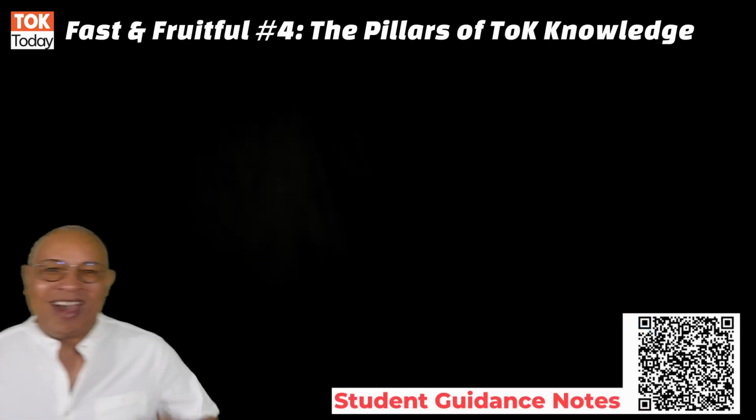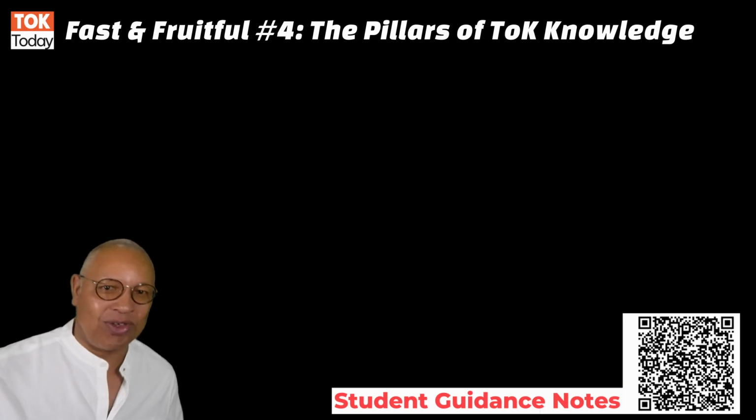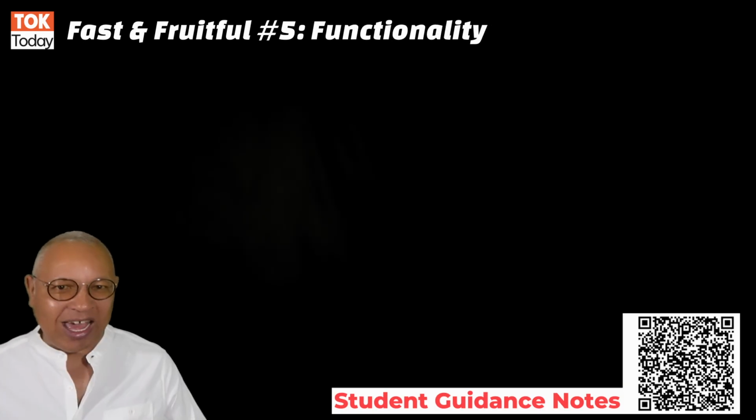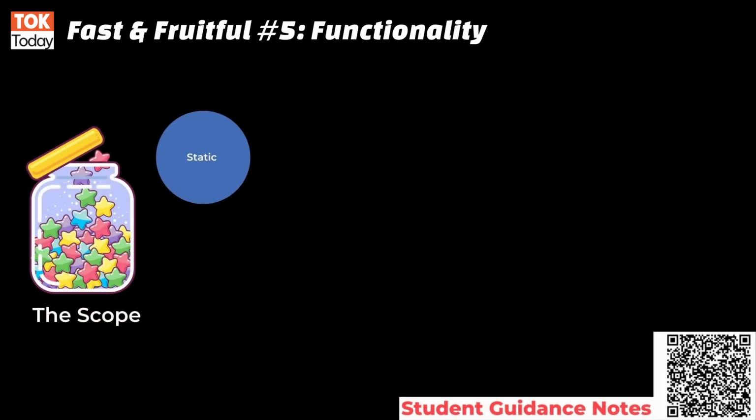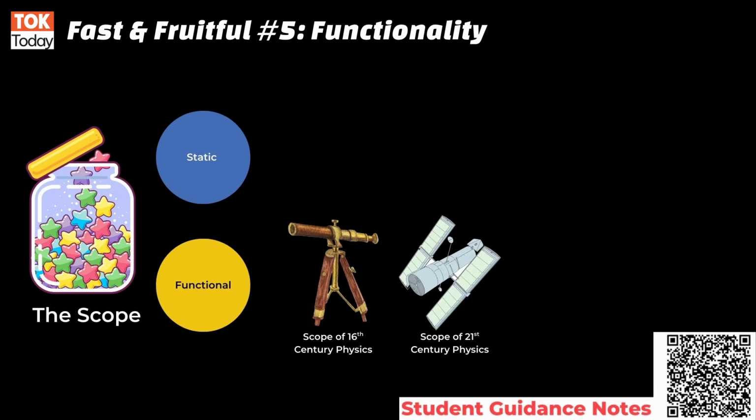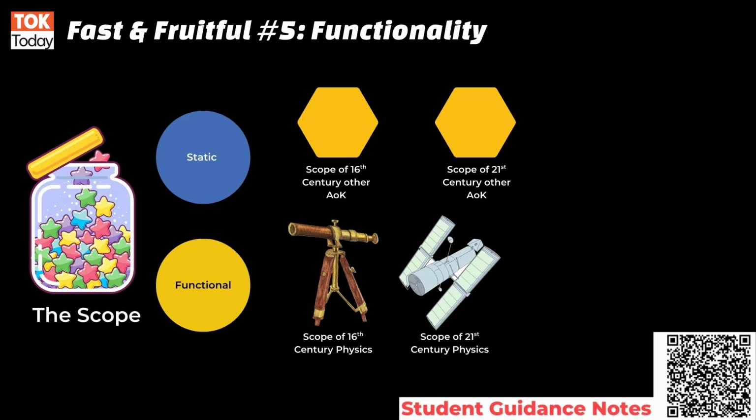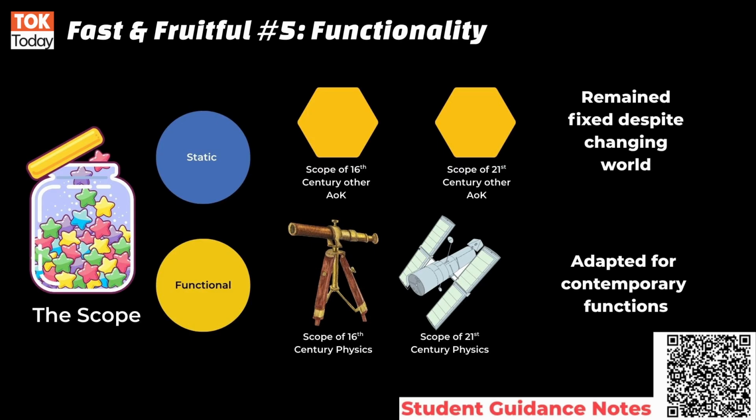Right, let's move on. Our final fast and fruitful thought on essay number 4 is about functionality. Is the scope a static entity, or is the scope a functional entity? For example, the scope of physics today could be said to be different to the scope of physics in the 16th century. However, the contemporary scope of some other discipline, or AoK, might be very similar to the scope back in the 16th century. Maybe physics has adapted to function in a changing world, whereas the scope of some other AoK or discipline has remained fixed, despite the world around it changing.